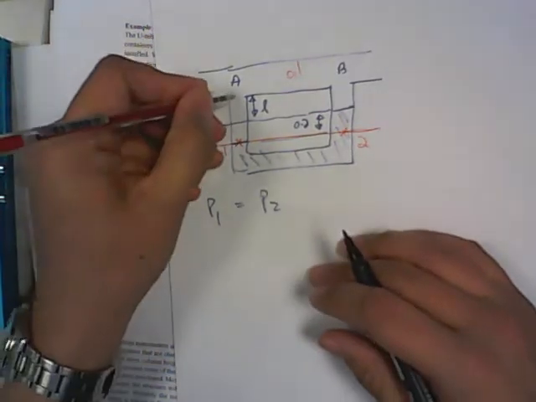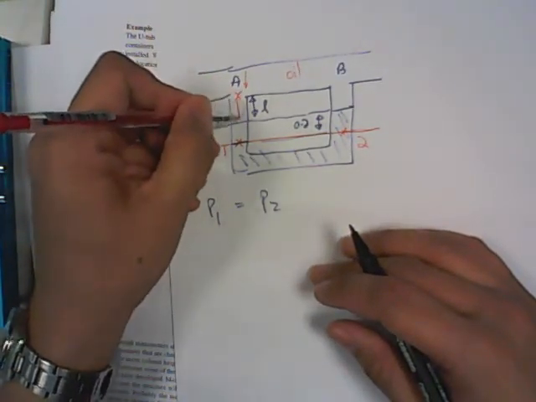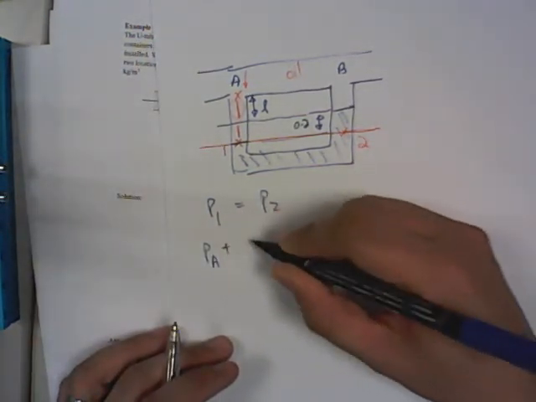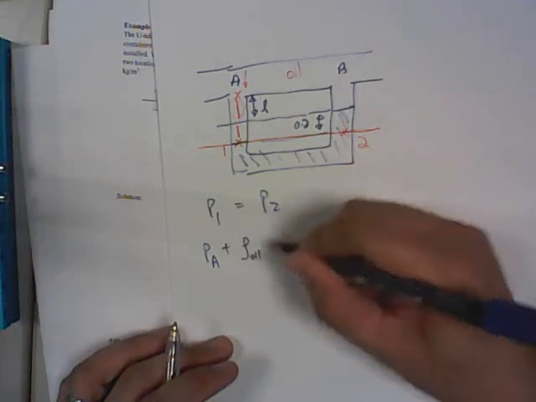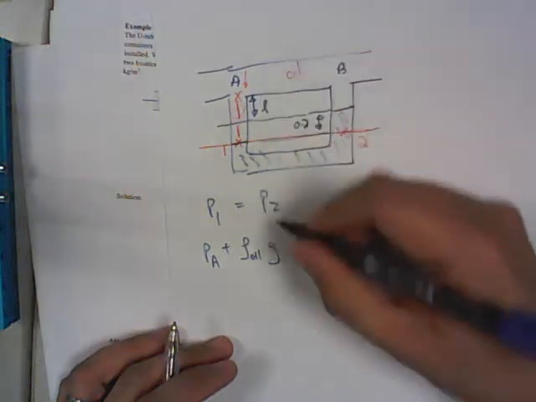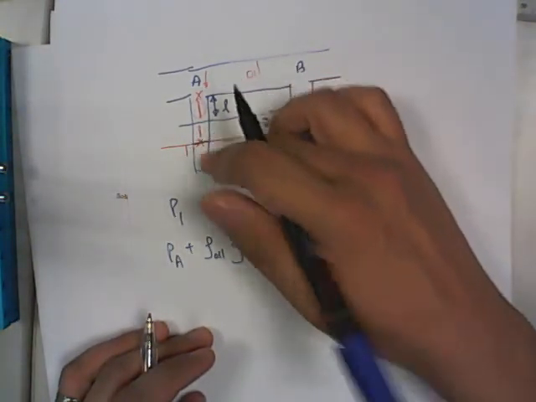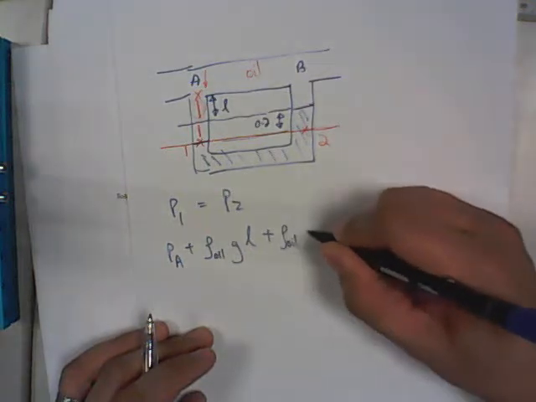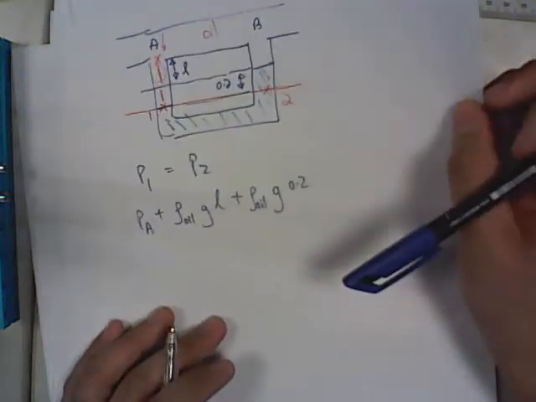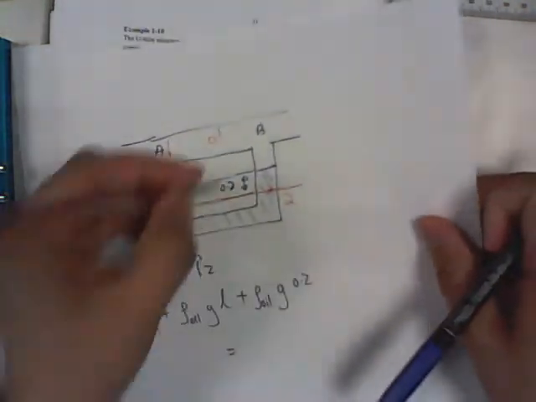So what does P1 consist of? It consists of the pressure here plus the contribution by this column plus the contribution by this column. Okay, so PA plus rho oil. This column is oil, right? G. What about the height? The height is L. Okay, and this column, the bottom column, is also rho oil G 0.2. Okay, and this one will be the same as P2.